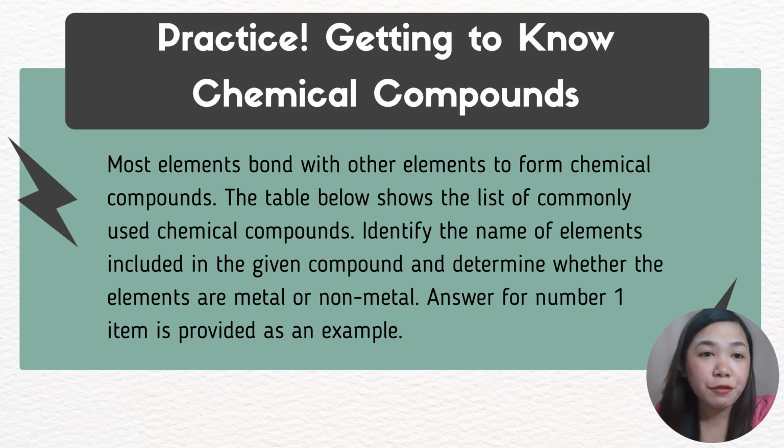Let us have first a practice on getting to know these chemical compounds. So most elements bond with other elements to form these chemical compounds. The table below shows the list of commonly used chemical compounds that we use especially at home or in the kitchen. Let us identify the name of elements included in the given compound and determine whether the elements are metal or non-metal. Answer for the number 1 item is provided as our example.